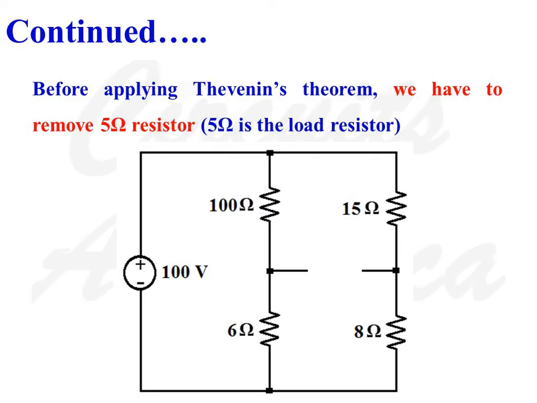Before applying Thevenin's theorem, we have to divide the network into two networks, network A and network B, which is the load. So here network B is 5 ohms resistance. So we have to remove 5 ohms resistance from the circuit.